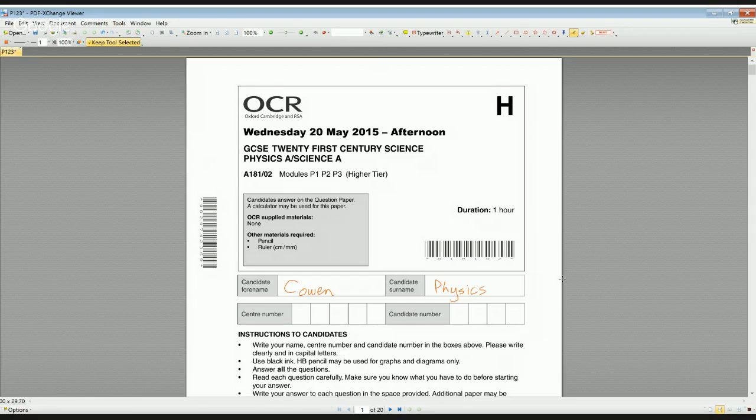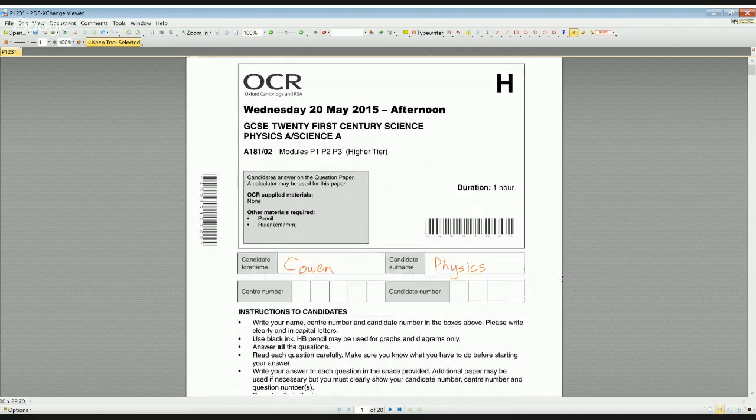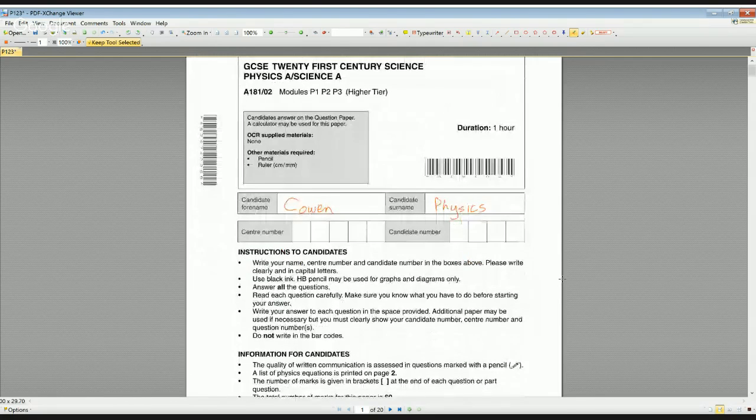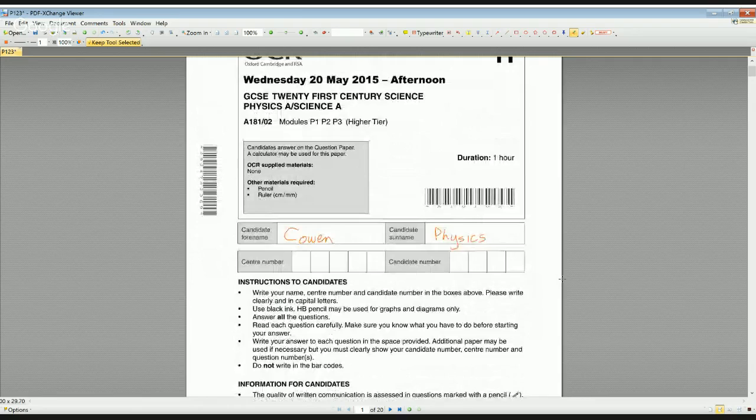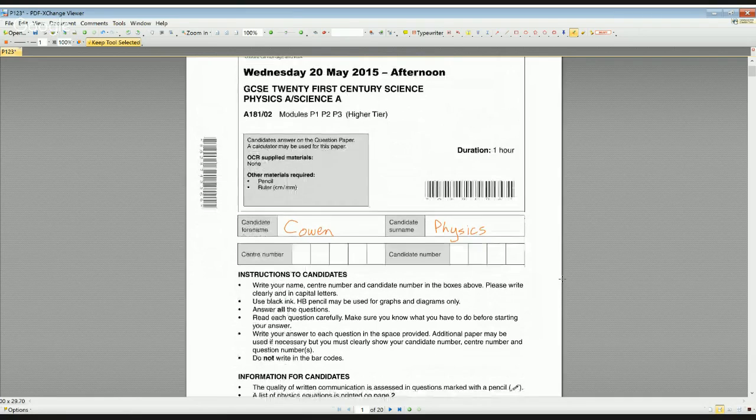Welcome to this walkthrough of the P1, P2, P3 higher paper from this time last year, in advance of tomorrow's exam for physics. I'm going to walk through each of the questions, and at the end I'll put aside a few minutes to allow you to ask questions in the chat box. If you can ask questions throughout in the chat box, I'll try and look back every now and again and answer those.